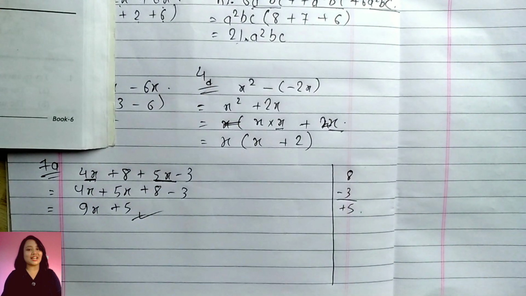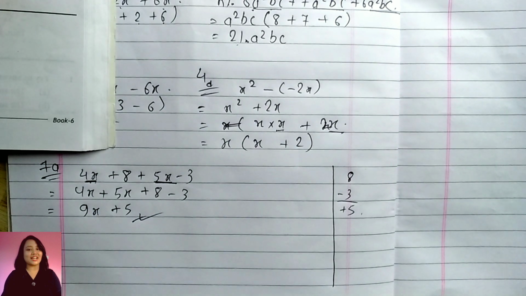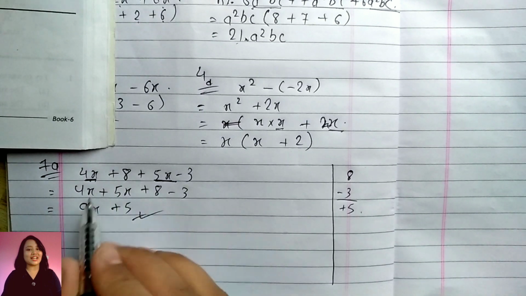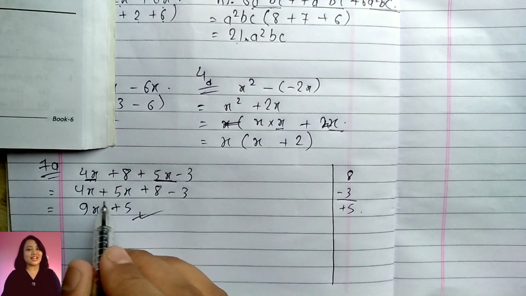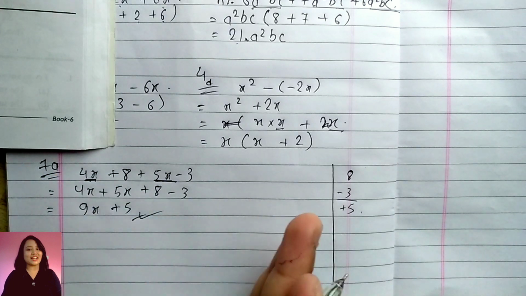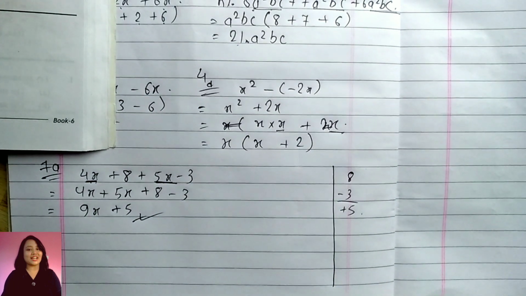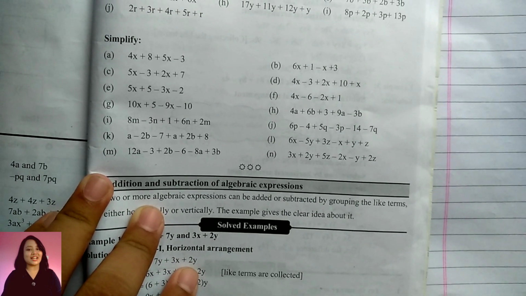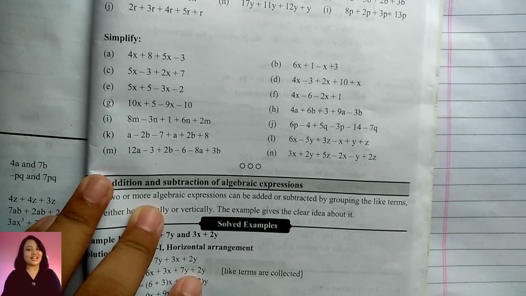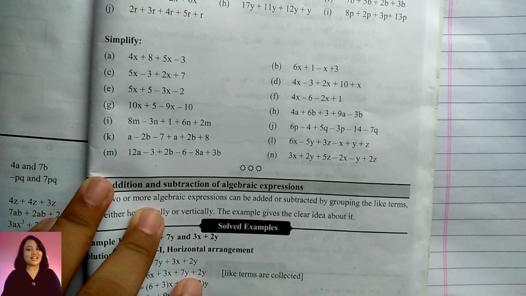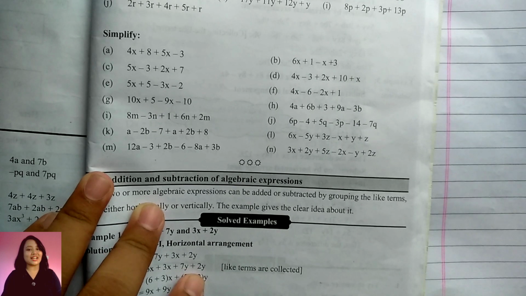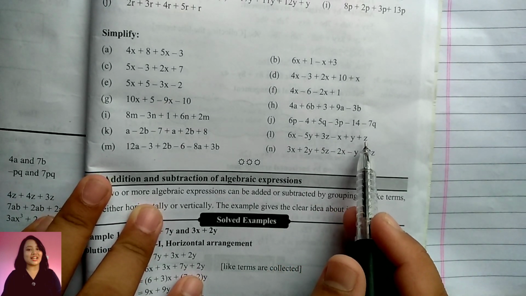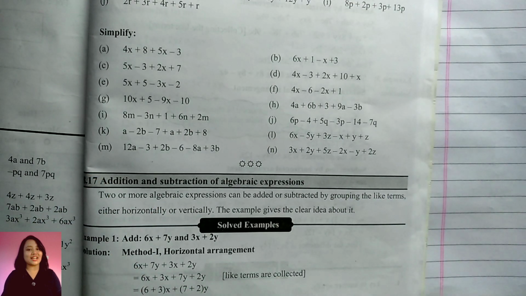Now this simplification is very easy. The very important thing that you need to understand is that you just have to arrange the like terms and do the simplification. Here we can see that in most cases the questions are very similar, so we can directly do part L. You can see 6x minus 5y plus 3z minus x plus y plus z is given. So let's do this question.